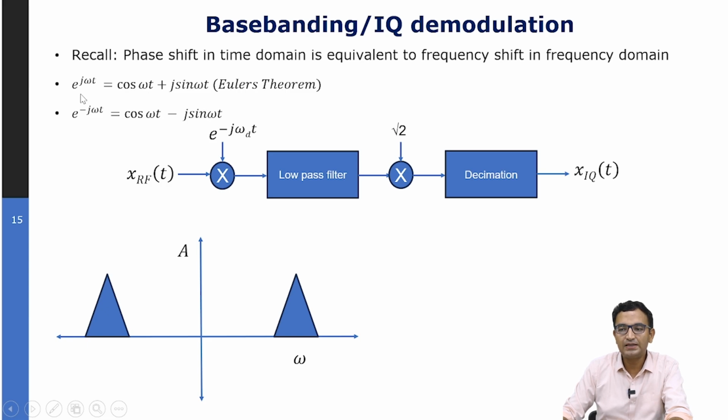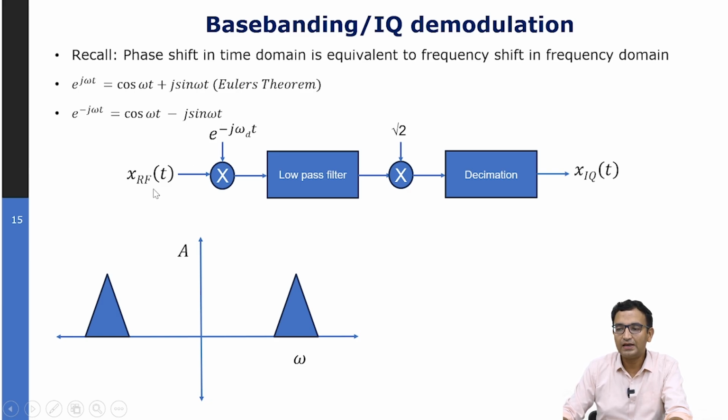To realize this, let's recall Euler's theorem. e to the power j omega t is cos omega t plus j sin omega t, and here j is the square root of -1, and typically we denote it with i, but in electrical engineering i is used often for current, and that's why we use the notation of j here. So similarly, e to the power minus j omega t will come down to cos omega t minus j sin omega t. Now, recalling this Euler's theorem, let's see.